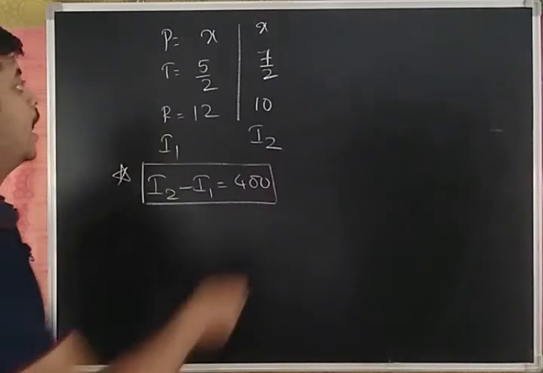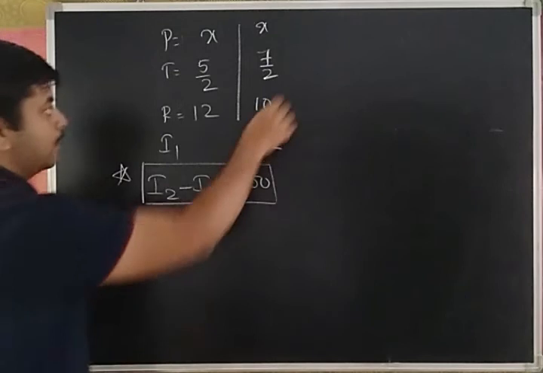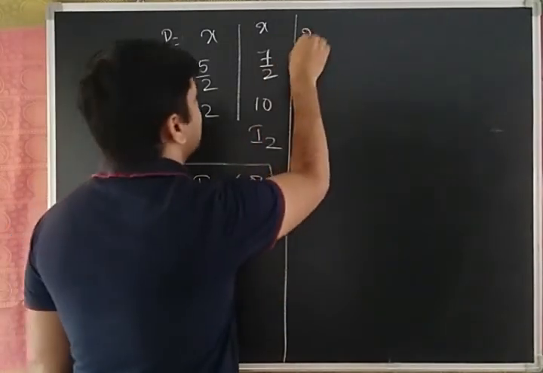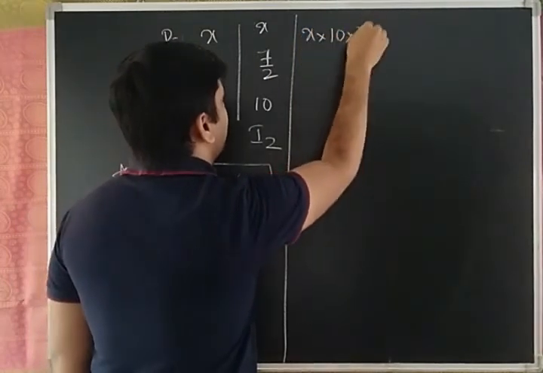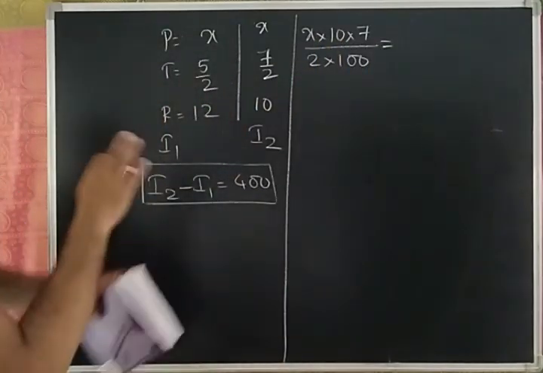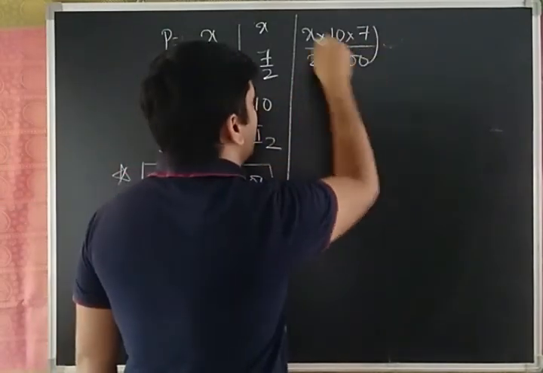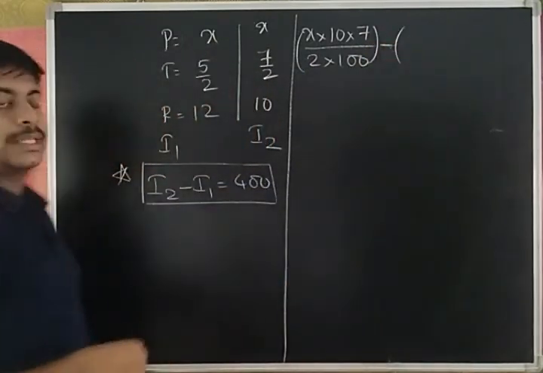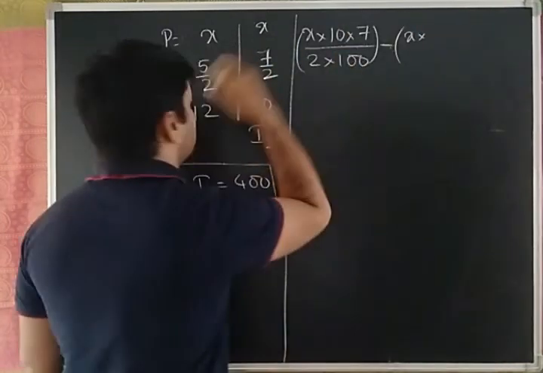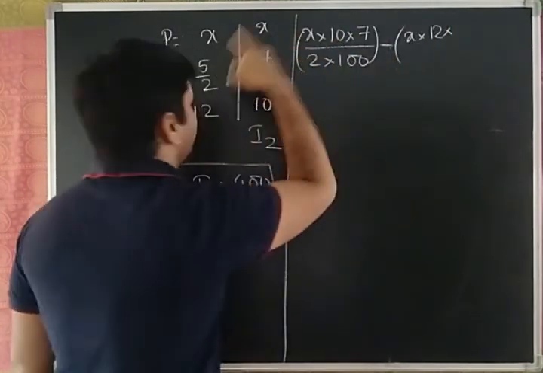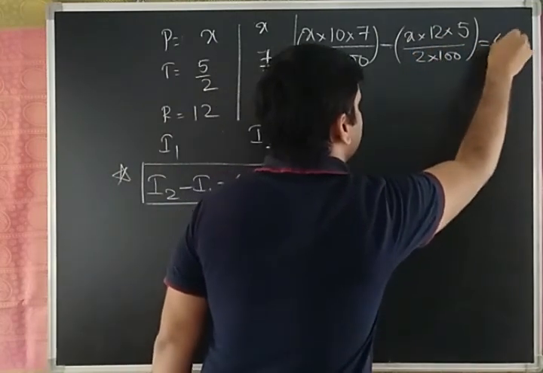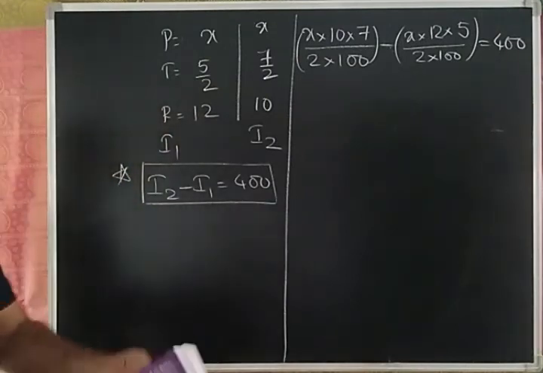So what is I2? I2 is PRT by 100 here. So I'll write once again here. I2 is PRT by 100, principal x into R into time, PRT by 100. Okay, this is I2. I2 minus I1. What is I1? PRT by 100 in this case. x into rate is 12 into time period is 5 by 2, by 100. This should give you the answer as 400, because the difference is given as 400.